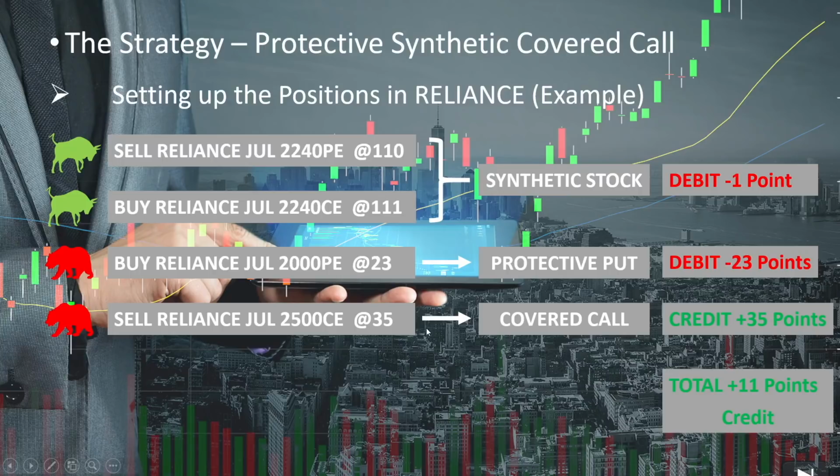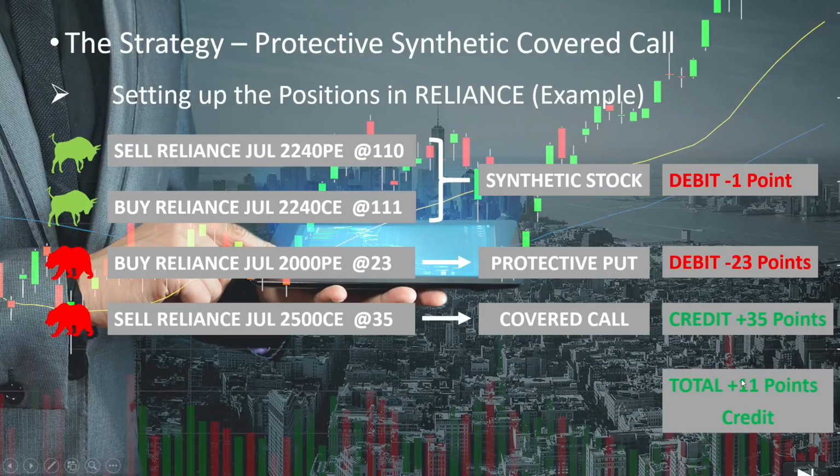So you are doing a completely hedged strategy, and you are going to emulate the stock. Your downside is protected, and you are selling a covered call against it. And to do everything, you are getting paid also. Okay. You are collecting 11 points credit.